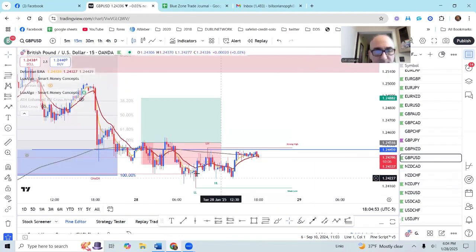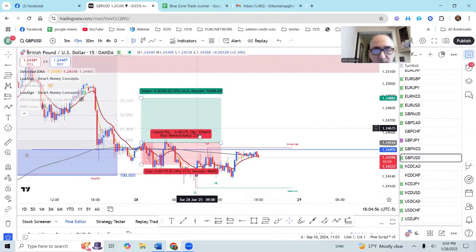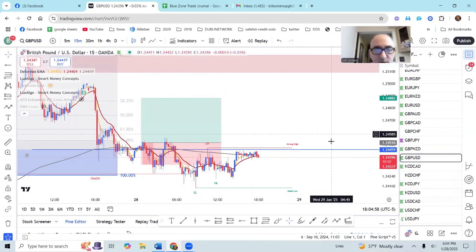GBP, this was probably a potential trade opportunity, which would probably have gone through your invalidation zone. So that's going to be in the journal for a loss there.